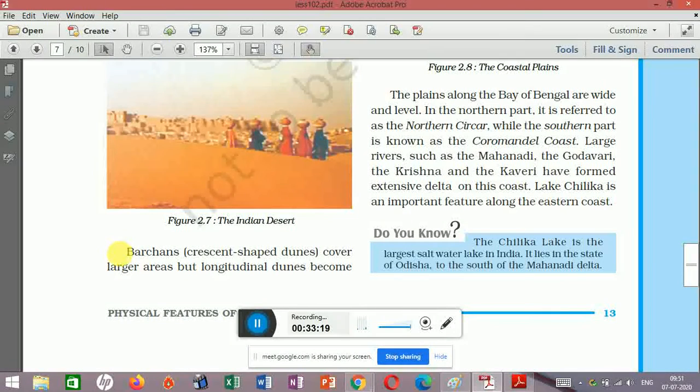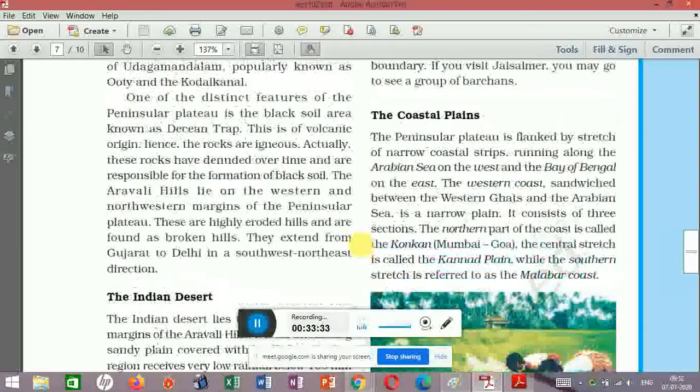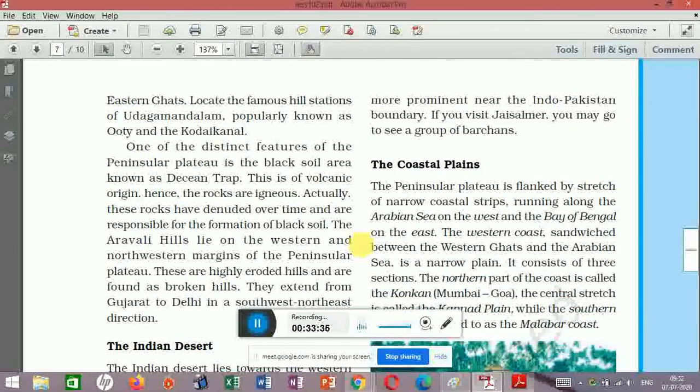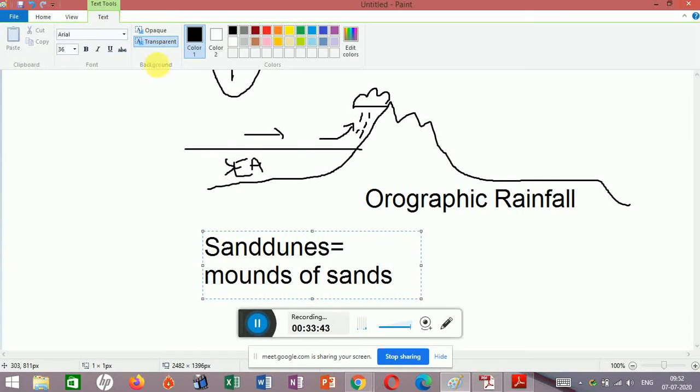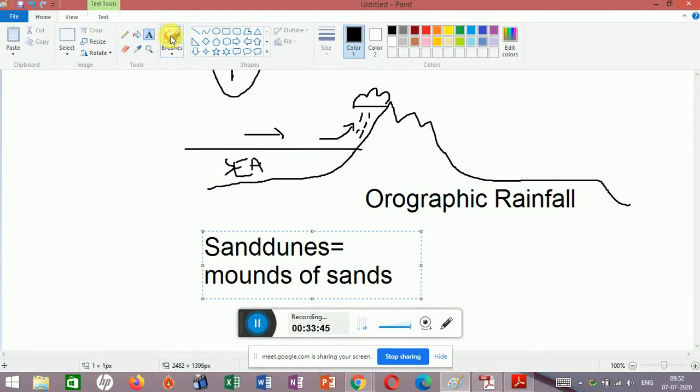See here, Barsan. This is a type of sand dune. Barsan crescent-shaped sand dunes cover larger areas, but longitudinal dunes become more prominent near the Indo-Pakistan boundary. See, Barsan means crescent-shaped sand dunes.